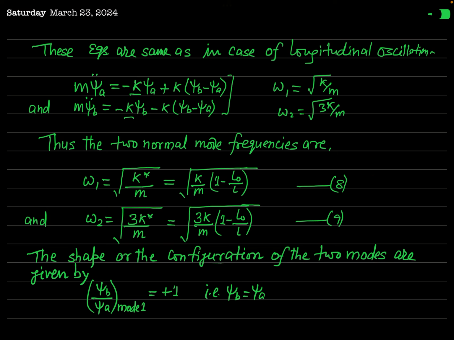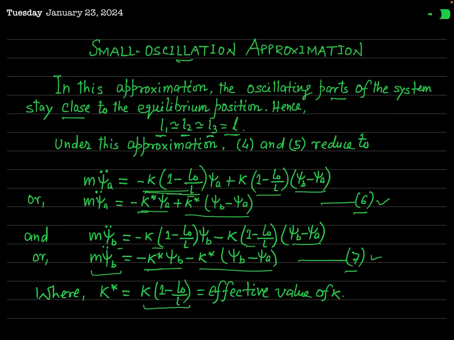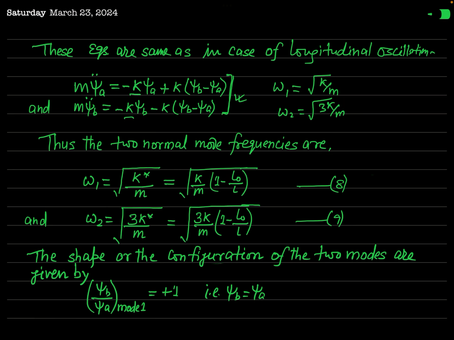So if now you want to find the normal mode frequencies in case of transverse vibration, but under the condition of a small oscillation approximation, what we will do? You have seen that K will be replaced by its effective value K star, because the only difference between these equations of motion and the equations of motion defined in 6 and 7 is that K star has been written in place of K.